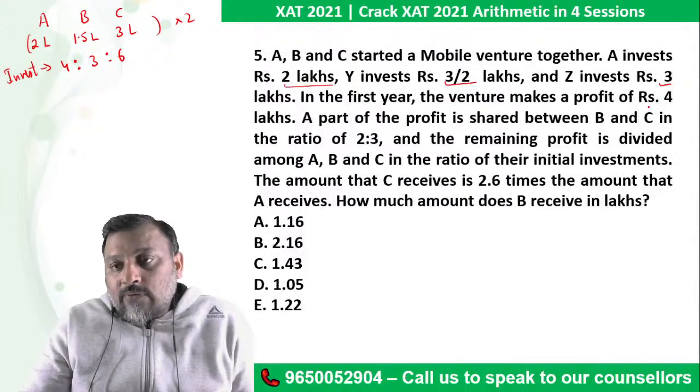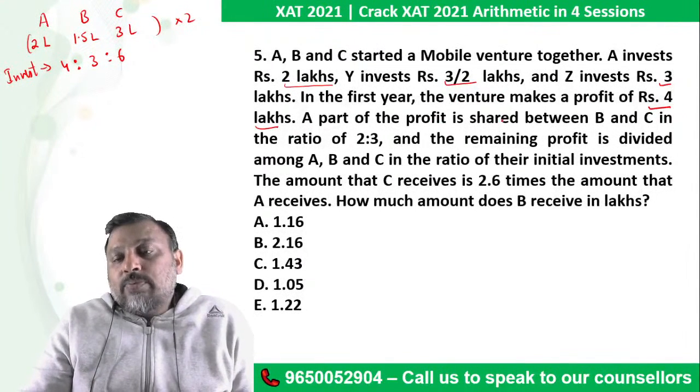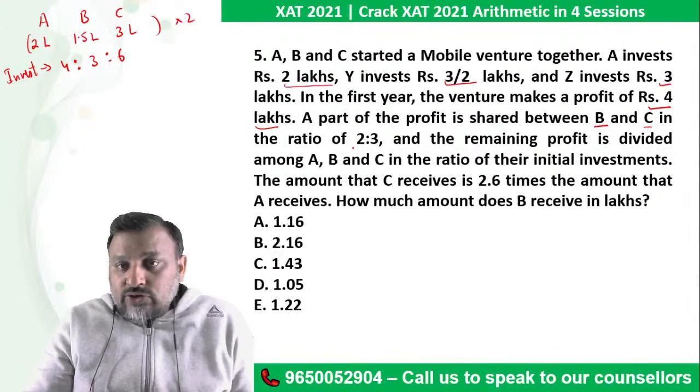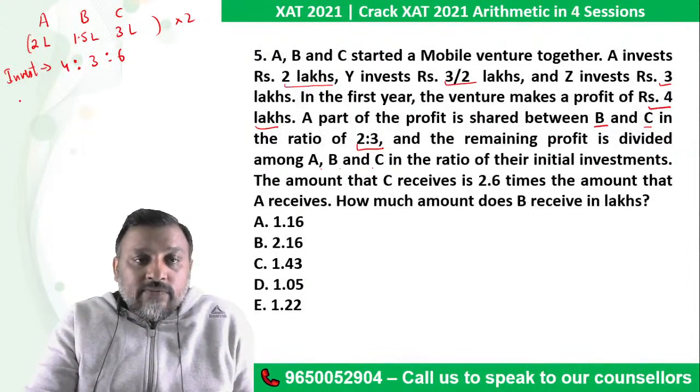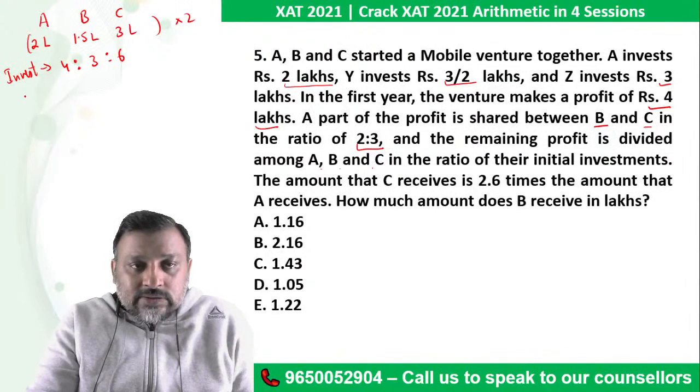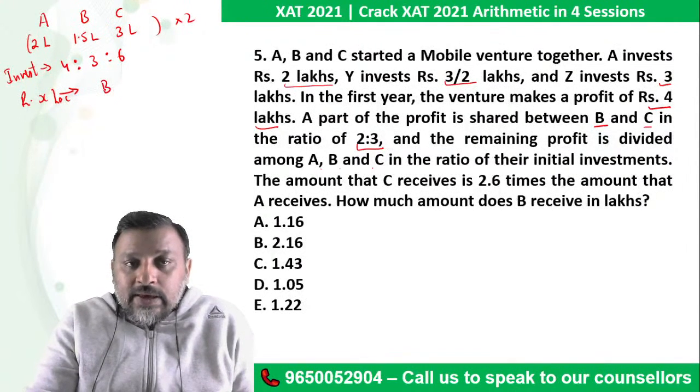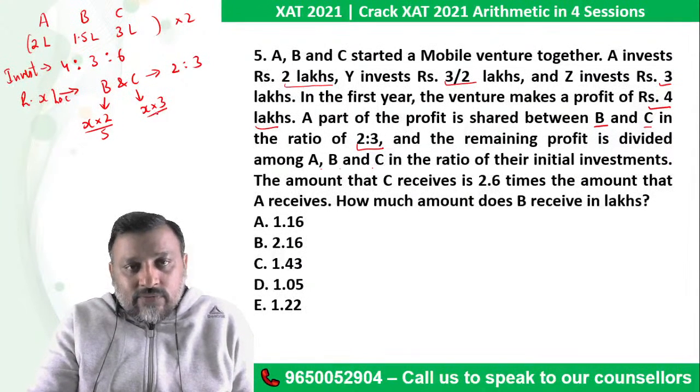Now it is given the total profit is rupees 4 lakhs. A part of the profit is shared between B and C in the ratio of 2:3, and the remaining is divided among A, B and C in the ratio of their investment. Okay, so if I say out of this 4 lakhs, let us say rupees X lakhs is shared between B and C in the ratio of 2:3. So B will get how much? X into 2 by 5 and C will get X into 3 by 5.